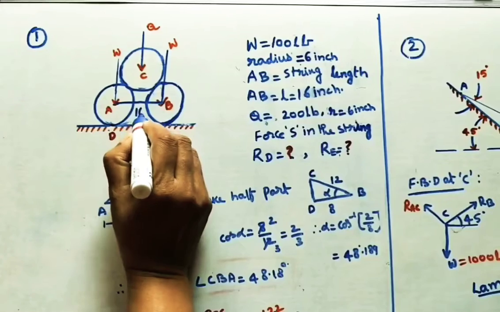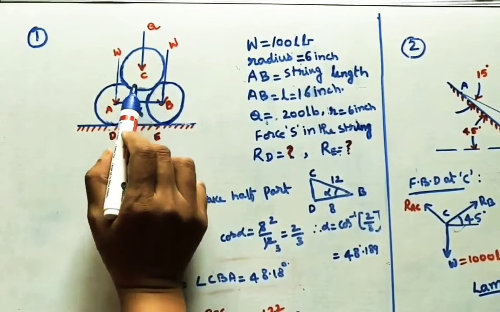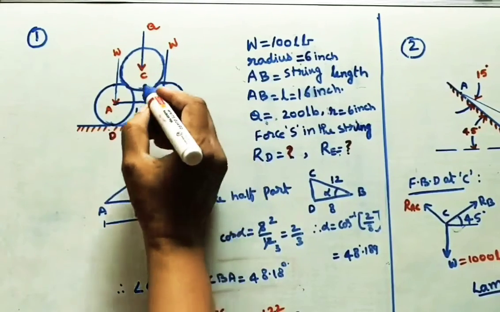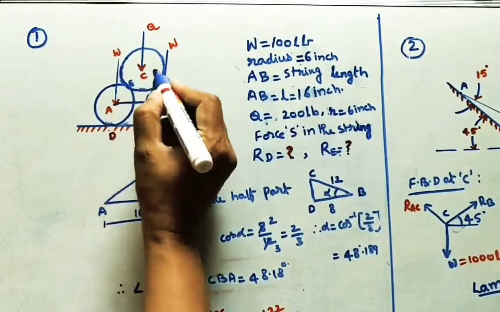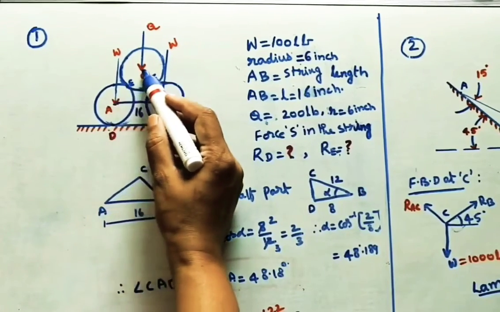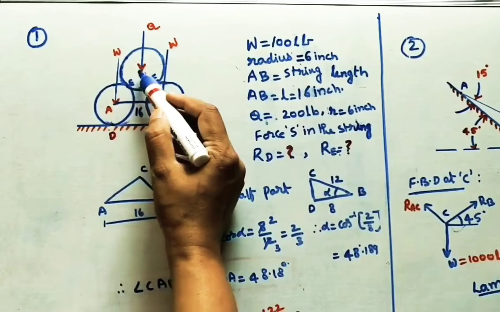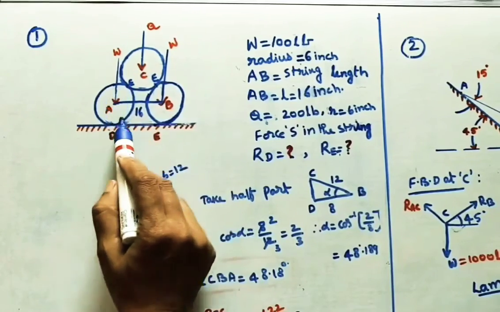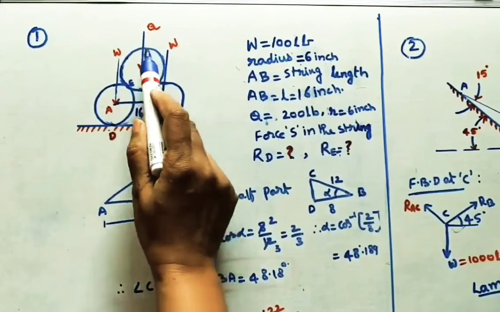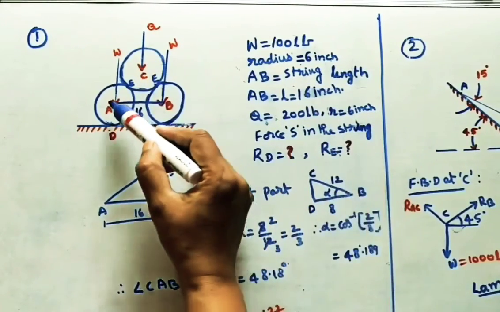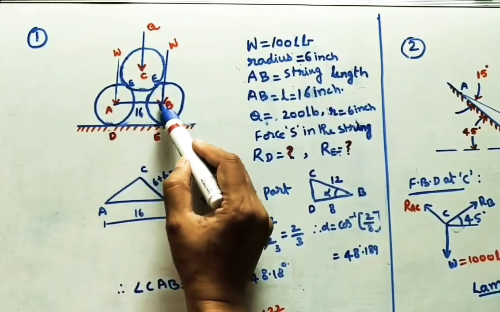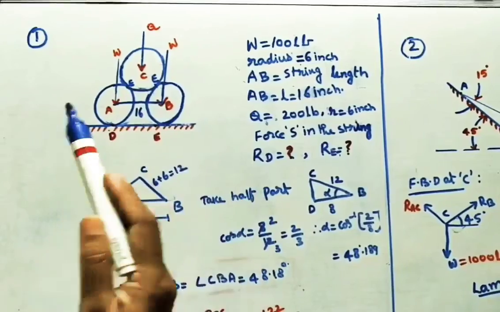This is 16. And what is the length here? Let us take this as point E, and this is also point E. AC length is this radius plus this radius. The radius of these two is 6 inches, and this also has a radius of 6 inches. So AC length is equal to 6 plus 6, which is 12. Similarly, BC length is also 12 because it is symmetrical.